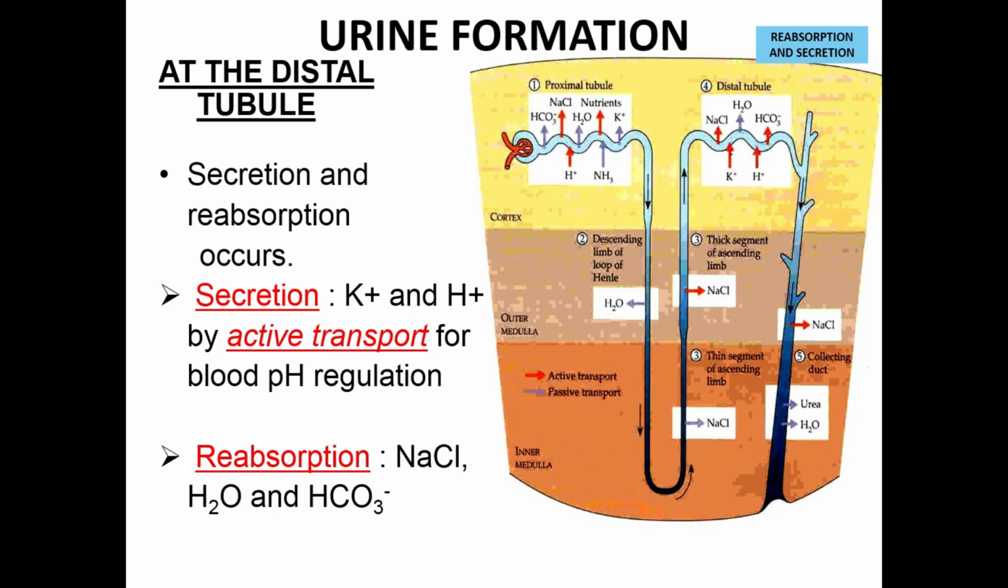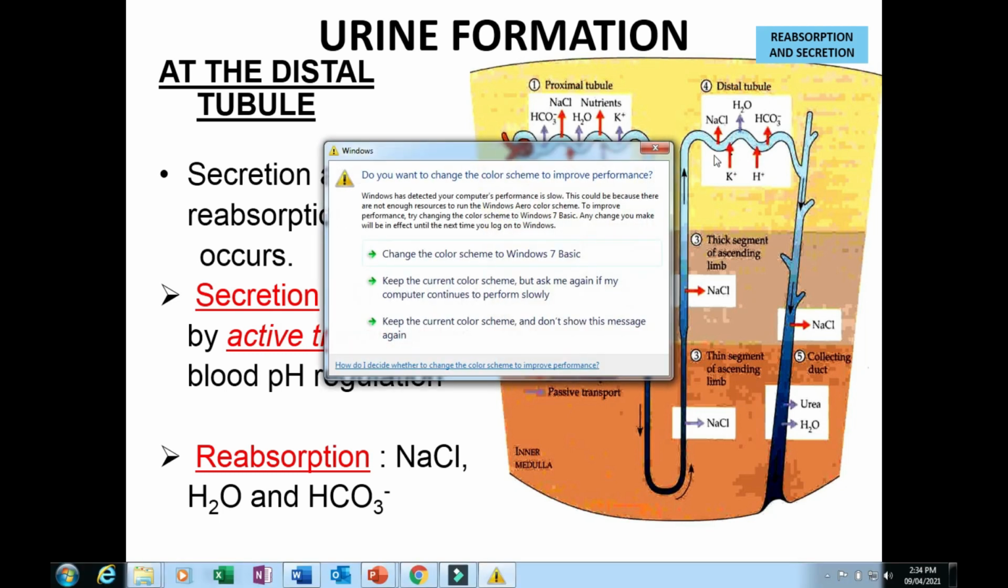Okay, saya ulang balik. Secretion maksudnya ialah benda daripada interstitial fluid ini dia akan masuk dalam kidney tubule untuk dibuang melalui proses pembentukan urine. Okay, so K plus dan H plus masuk untuk blood pH regulation. Okay, yang berlaku paling banyak sini ialah secretion. Okay, berlaku juga reabsorption iaitu sodium chloride, water and bicarbonate ion.